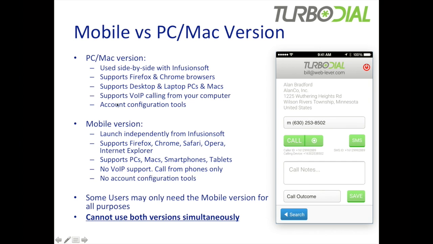On the PC Mac version, there are extensive account configuration tools, such as adding new caller IDs, adding new calling devices, and several others. Those tools are not available in the mobile version of turboDial. However, some users in your account may only need the mobile version for all of their purposes and don't need to be authorized for the PC Mac version. But for users who are authorized for both versions, note that they cannot use both versions simultaneously. There are safeguards built into turboDial to prohibit that, so that calls are not accidentally lost.